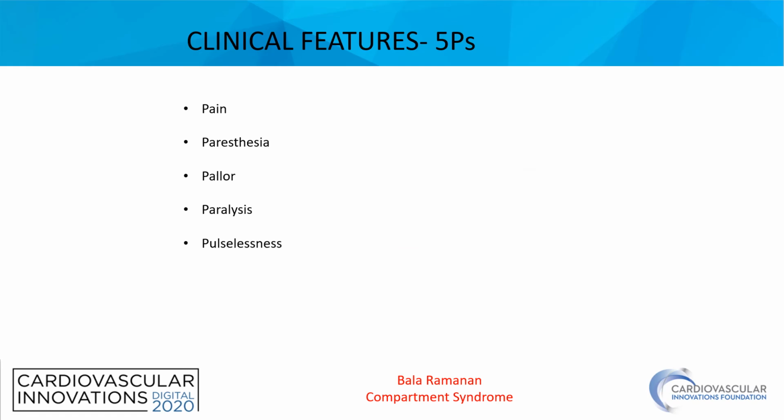The 5 P's of the syndrome to look for on clinical exam are pain, paresthesia, pallor, paralysis, and pulselessness. Of these, only pain and swelling are early signs, while the rest are late signs and may indicate irreversible muscle and nerve damage.